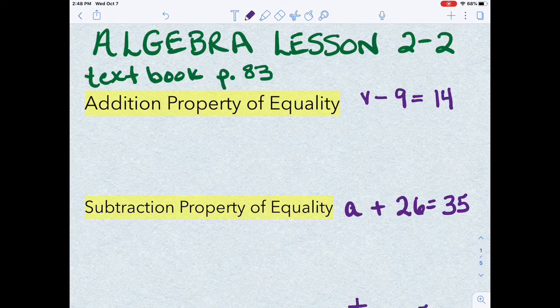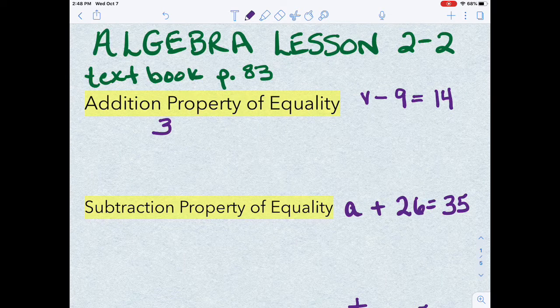Today we're going to talk about some real basic tools for solving equations that become extremely powerful and extremely necessary even as you go higher and higher in math. They're very basic, but they're things that we use all the time when we're doing algebra. The first is called the addition property of equality, and let me show you why it works.